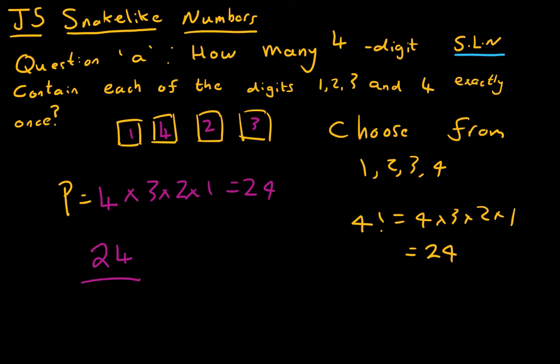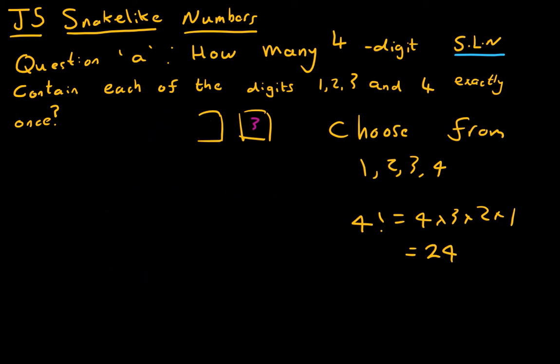Again, we've got 24 divided by 4, and that gives 6. So we can have 6 numbers starting with 1, 6 numbers starting with 2, 6 numbers starting with 3, and so on. Okay, so let's do this methodically.